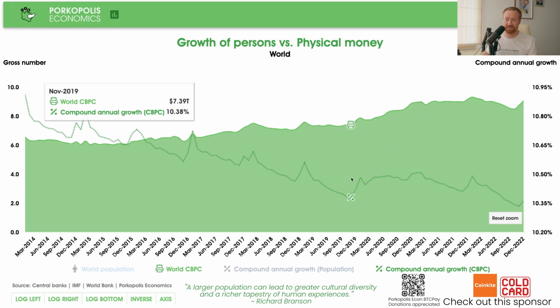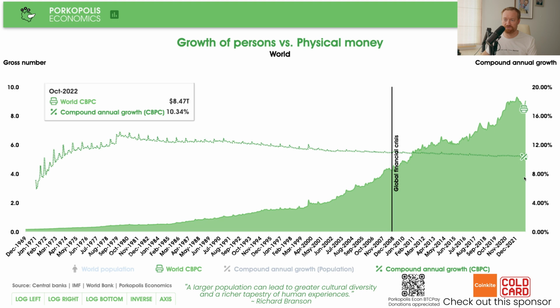So whereas here in November 2019 it's about 10.38%, at the peak of COVID we went back up to about 10.5%. And then now we're down again, and we'll see how it goes. It might fall in the future. The overall growth, though, itself still increases. It still increases at about 10 to 10.5% per year for physical cash.